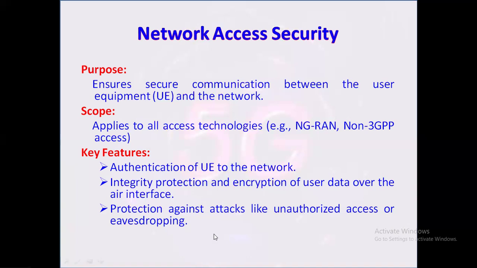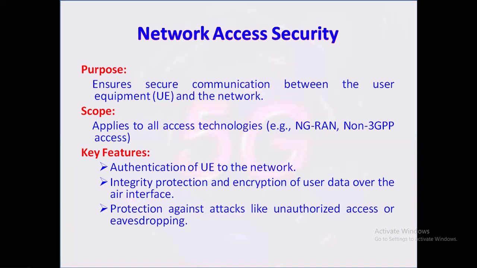Next, protection against attacks like unauthorized access. Access network security includes mechanisms to protect against common network attacks such as unauthorized access and eavesdropping, by employing strong encryption, token-based access, and secure transport protocols. These defenses prevent intrusions into user sessions and ensure that communications between UEs and the network remain private and secure from external threats.